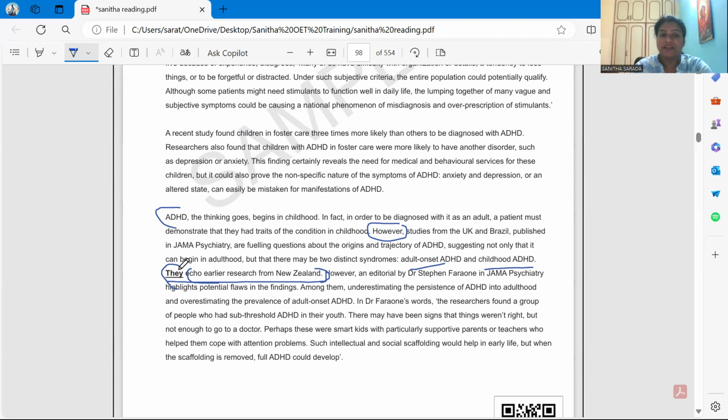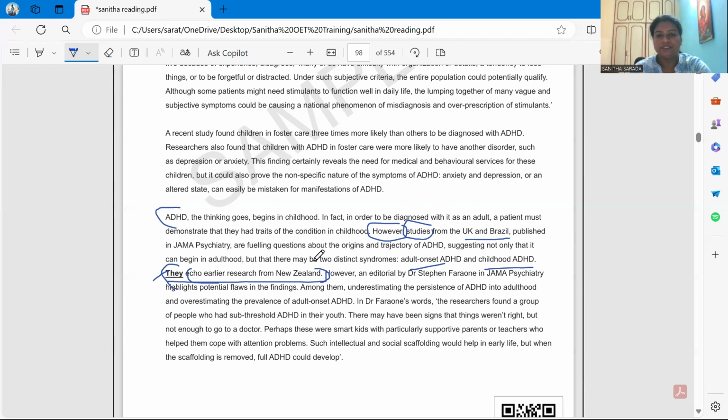What is "they"? What is the pronoun "they" referring to? That is the question. So here we have to check whether any plural nouns are being discussed. "They" is the pronoun. What is "they" referring to? Two or more persons, not a single one; it is a plural. So you have to check whether there is any plural noun in the passage. What is plural? "Studies" is plural. Studies from the UK and Brazil. Okay, we got the plural noun.